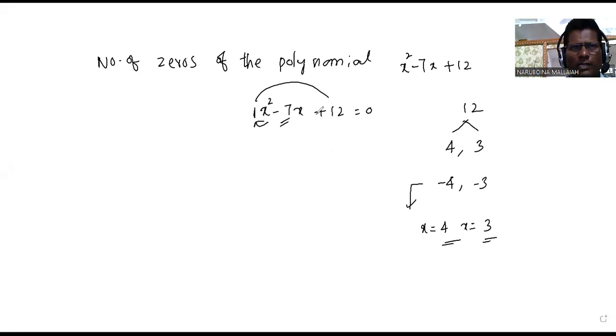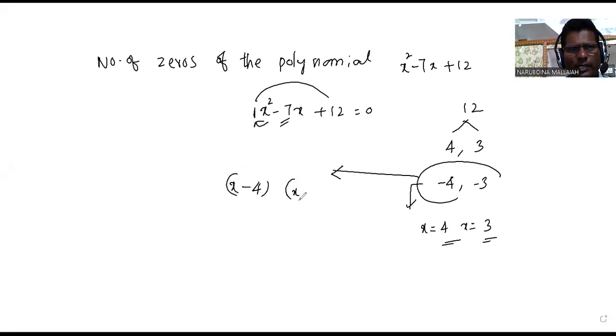If we want factors for this, you can take these two and write directly. x, here minus 4 is given, so write minus 4. Again write x, here minus 3 is given, write directly minus 3. If you want x values or zeros of the polynomial, minus 4 becomes plus 4, minus 3 becomes plus 3. If we have plus, write it as minus.